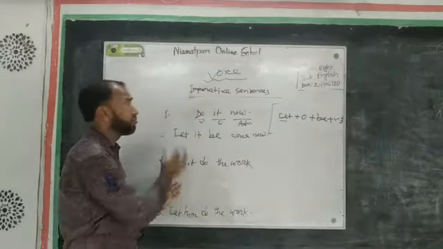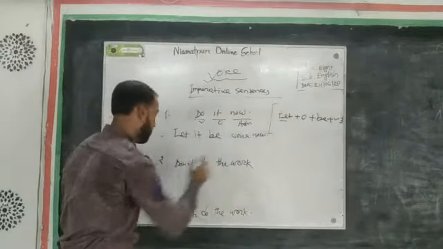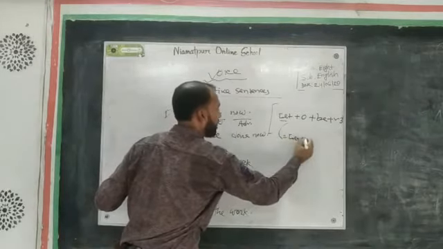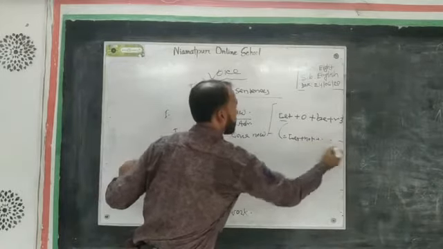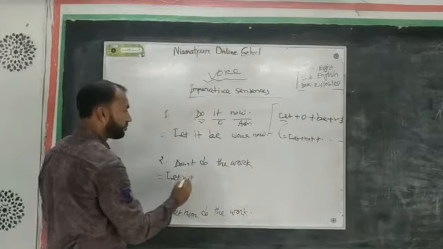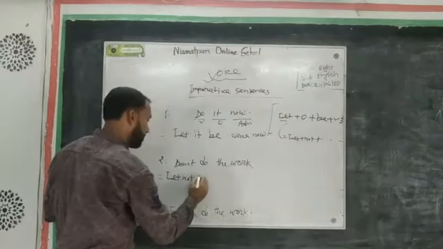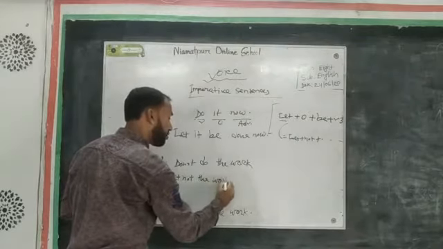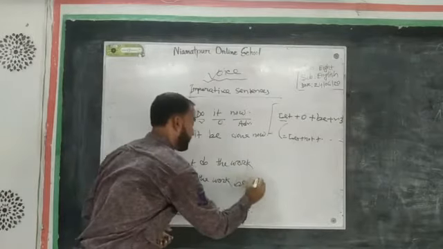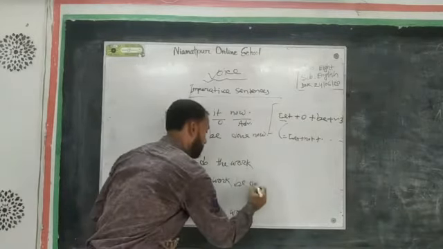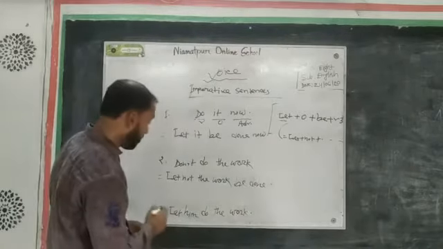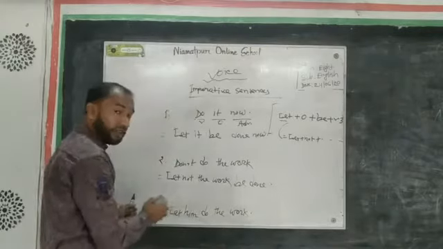Now the second one. This is negative form, but this is an imperative sentence. So negative form is only let plus not plus the next one. Let not object be verb 3, that means done. Let not the work be done. This second one is okay.